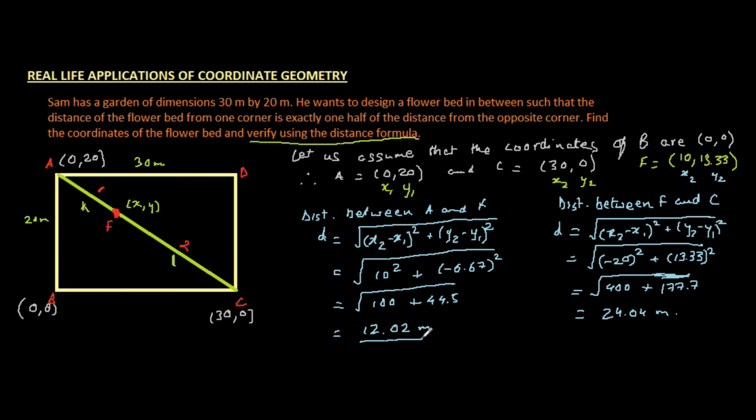So as you see, this is 12.02 meters and this is 24.04 meters, which is exactly twice the distance of this. So this is what we showed, that this distance is exactly one half of the distance from the flower bed F to the other corner C.